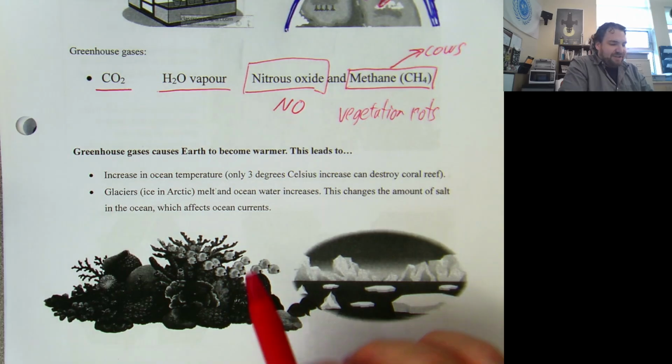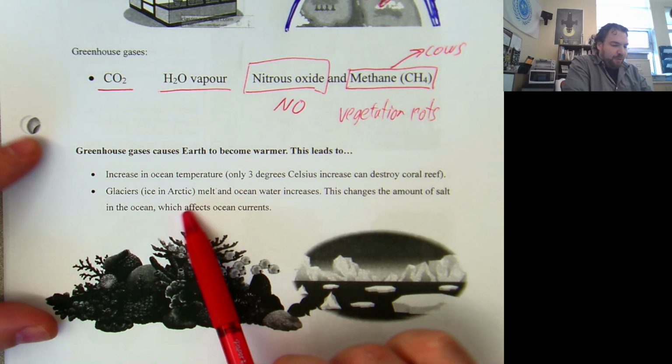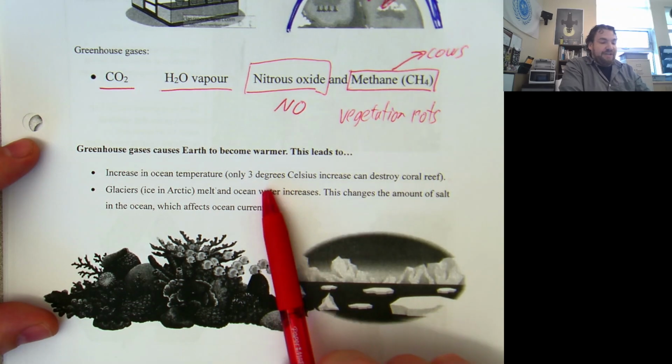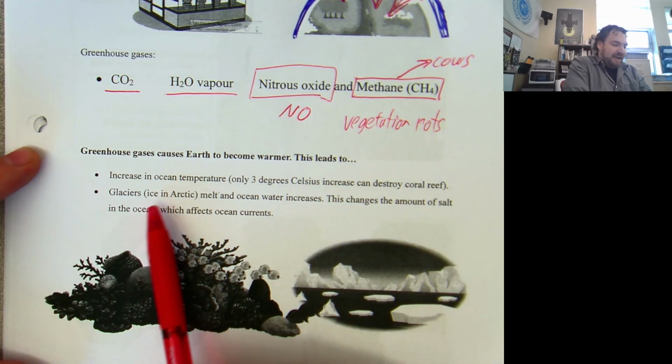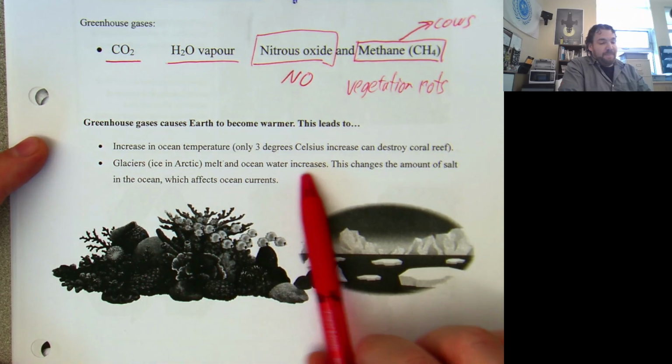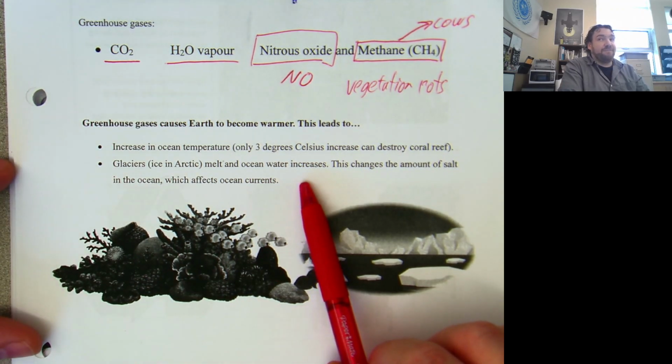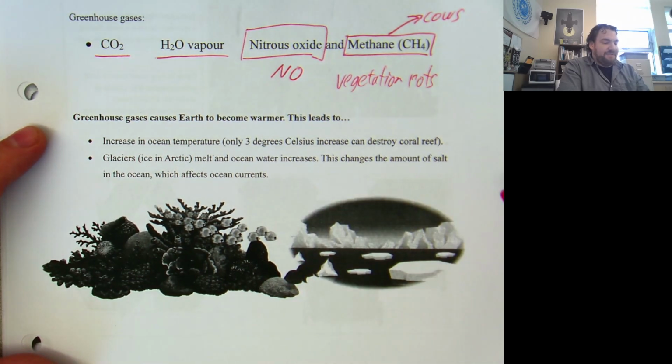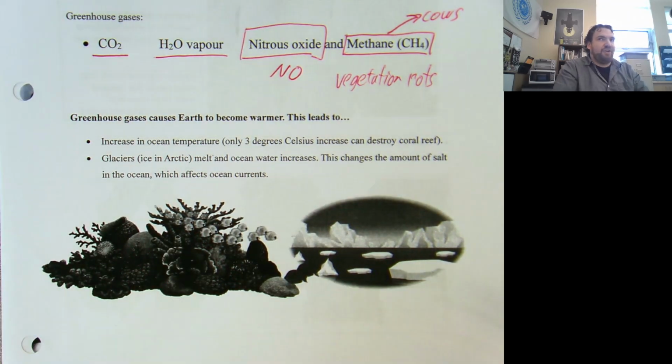So the greenhouse gases cause Earth to become warmer. This leads to an increase in ocean temperature. A 3-degree increase can destroy coral reefs. Glaciers melting is going to make the water rise even further. It changes the amount of salt in the ocean, affects currents, and affects the ocean life that's able to survive there.